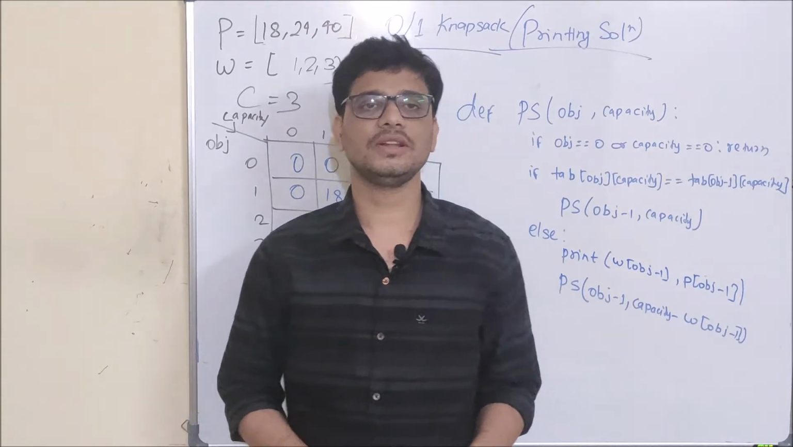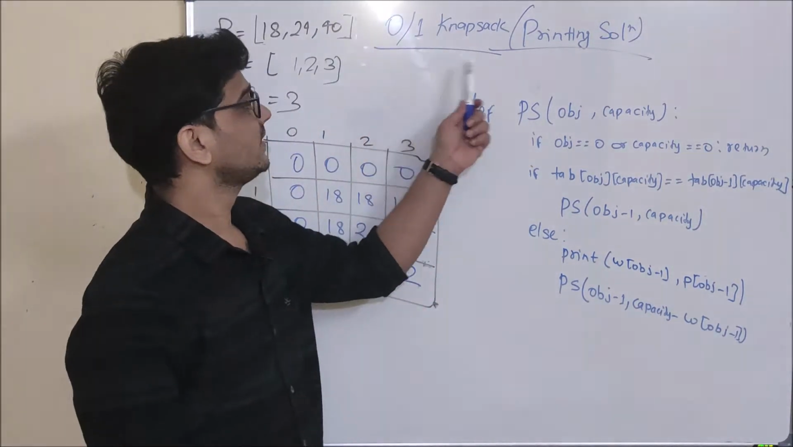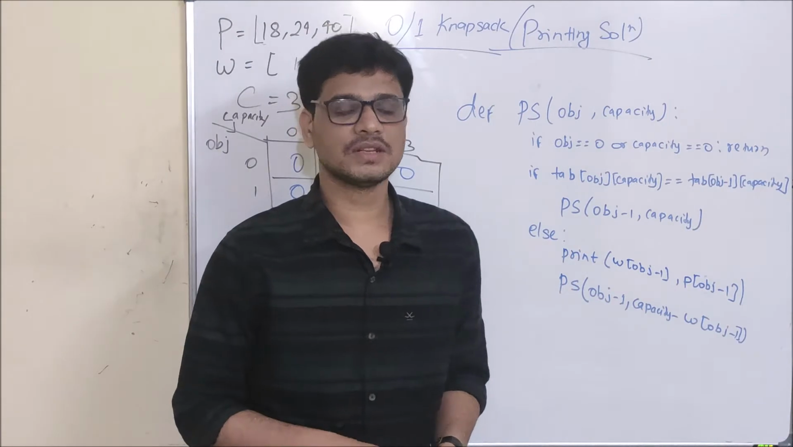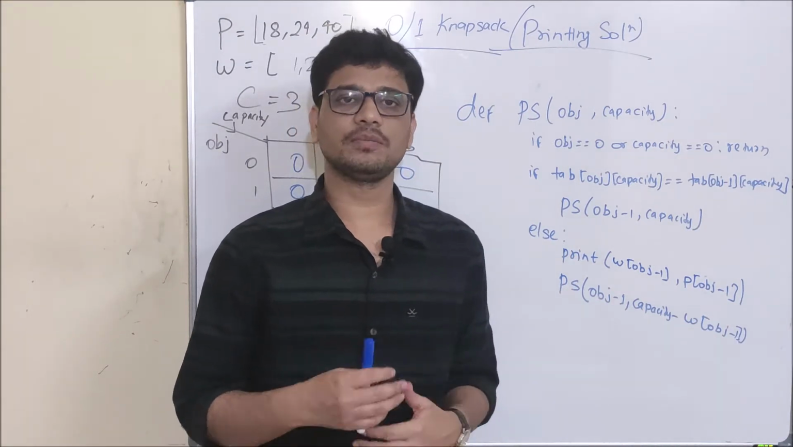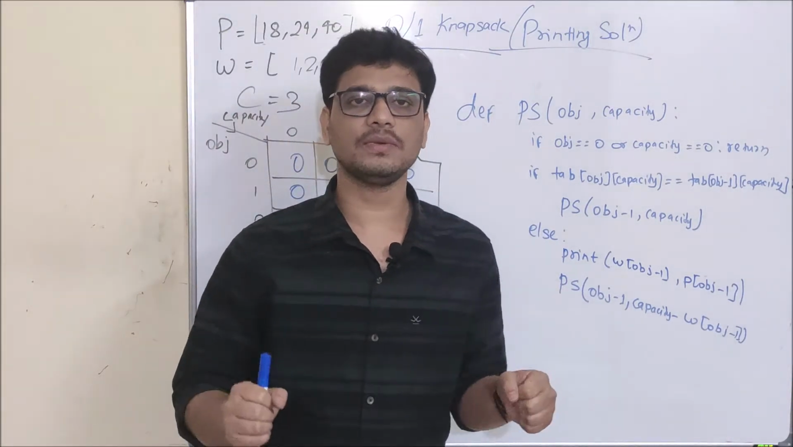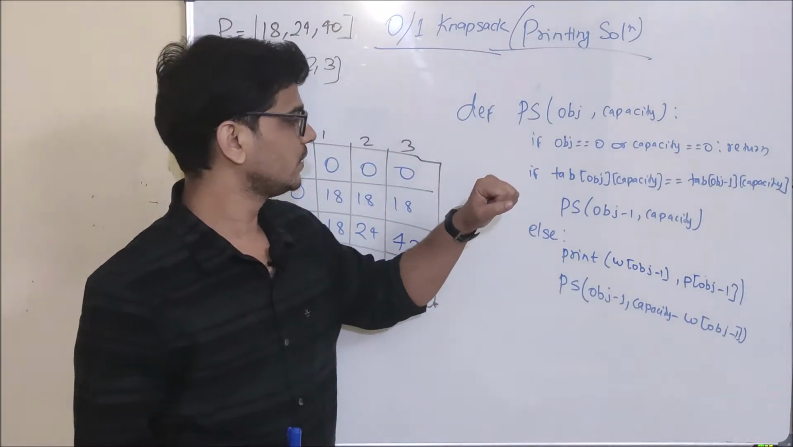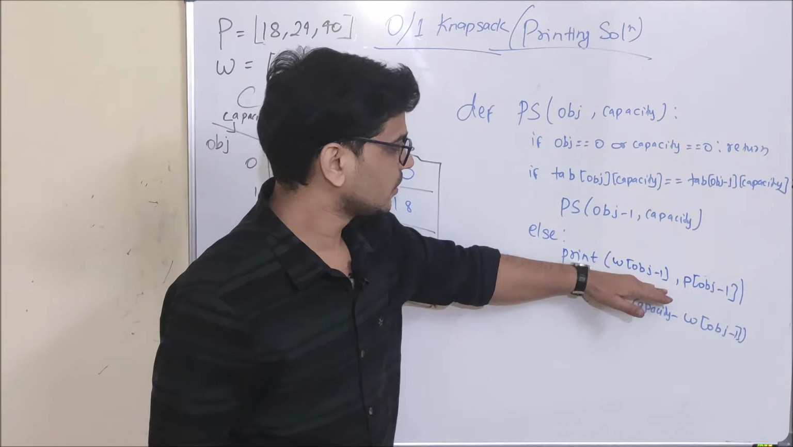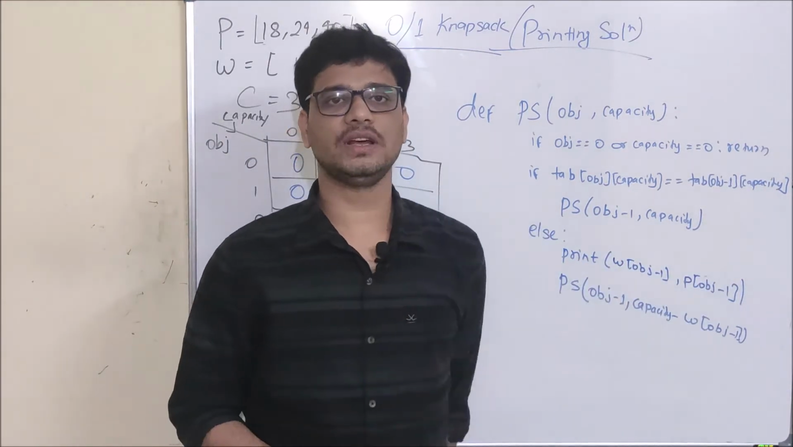Hello friends, in today's video we are going to see the 0/1 knapsack printing solution. So what is this? In today's video we are going to write a program to print the objects which we have taken in our knapsack. And what we are going to print? We are going to print the weight of the object and the profit associated with the object.